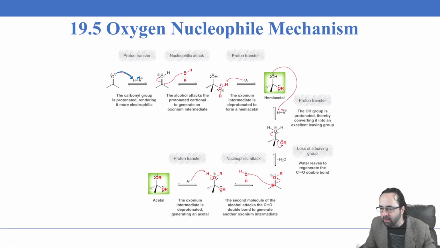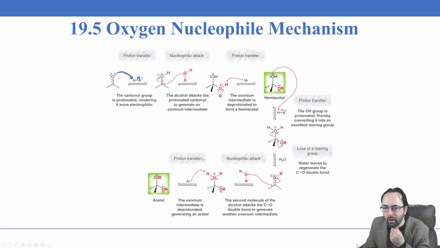But then we have this alcohol here with this oxygen that now has 3 bonds and 1 lone pair, so it's a positive formal charge. And finally, we recover our acid by the deprotonation, so grabbing the proton from the alcohol, leaving this lone pair behind. And now we have the acetal with 2 ether groups attached to the same carbon atom.